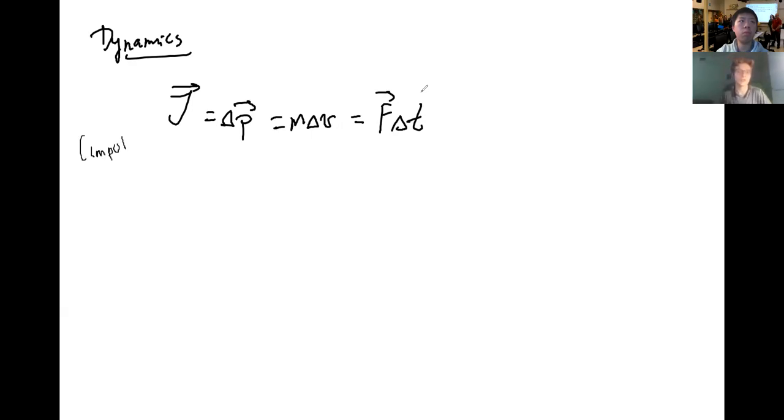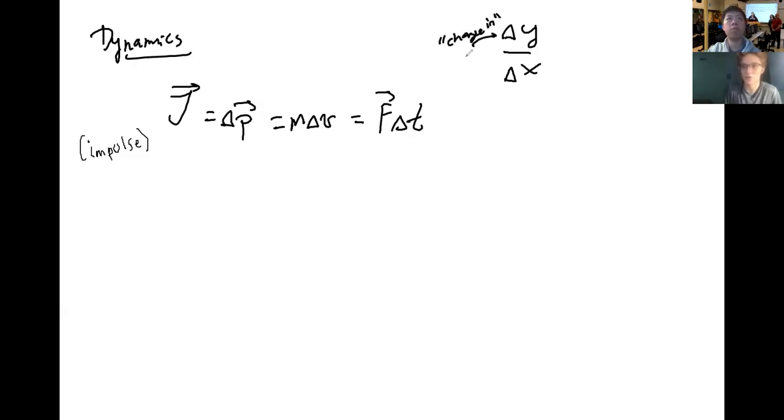And this is what we call the impulse momentum theorem, which relates impulse to change in momentum. Delta is a Greek letter that refers to change. So if you ever see in a math class delta Y over delta X to describe slope, that's the change in y over the change in x. So we use capital delta to describe changes in things. I hope that clears it up.